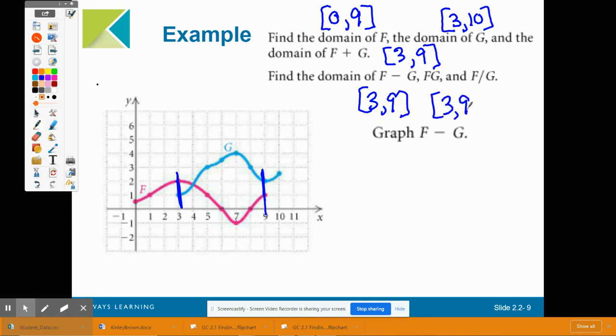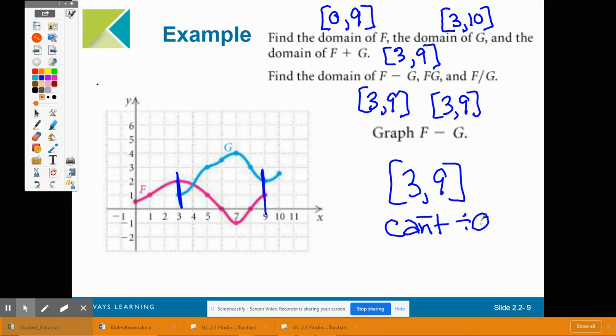When I multiply, it would have to be 3 to 9. But what about when I divide? Yes, it has to be where they have in common, 3 to 9, but don't forget, you can't divide by 0. So we need to make sure G can never equal 0. Does G ever equal 0? Let's take a look. And it does not. So it would also be 3 to 9.